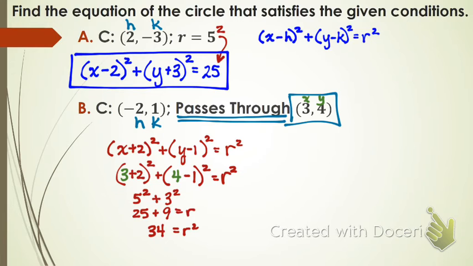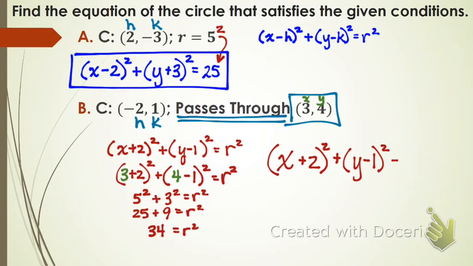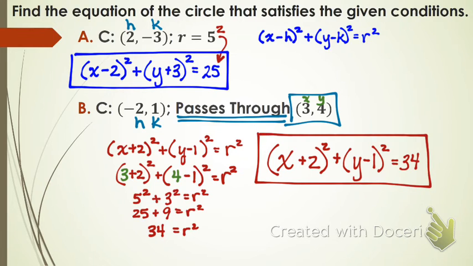I don't even need to know what r is necessarily because they just asked me to write the equation and I need r squared for the equation. So what would this finished equation look like? x plus 2 squared plus y minus 1 squared equals 34. Yep. x plus 2 squared plus y minus 1 squared is equal to 34. How we doing? Reasonably decent? Okay.